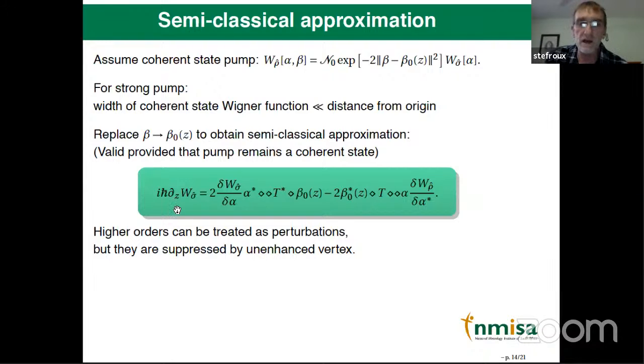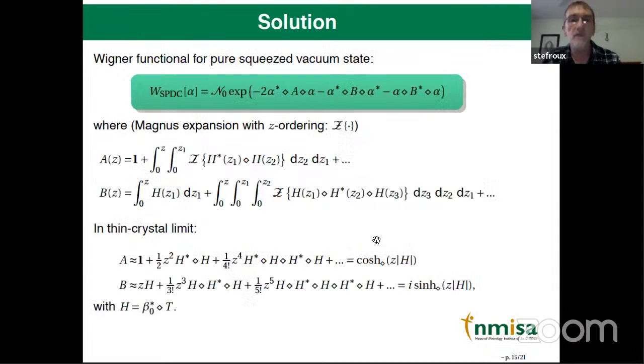So this is where the semi-classical approximation now comes in. When we do this, our equation simplifies quite significantly. We only get these two terms that survive. And you can see now that the vertex is contracted with this classical field, and it then forms a bilinear kernel. And then we can solve this. And we get a solution that in terms of the Wigner function is basically the pure squeezed vacuum state, the Wigner function of which has this form.